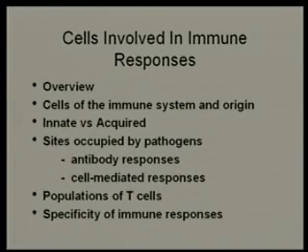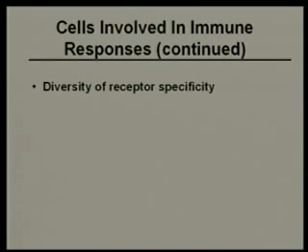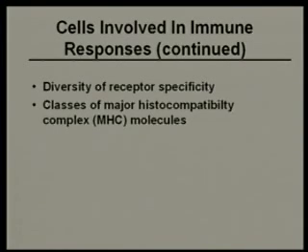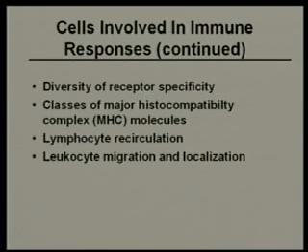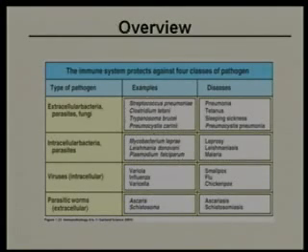And then we'll talk about some factors that determine the specificity of the immune response. We'll talk about the diversity of the different receptors, how you get to the diversity, what is important in the development of the diversity. And I'll introduce to you in this lecture the major histocompatibility complex, but in the next lecture we'll really discuss that in detail. And in the final part, we'll talk about lymphocyte recirculation and migration and how that plays an important role in the immune response.